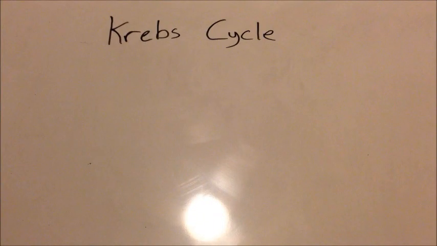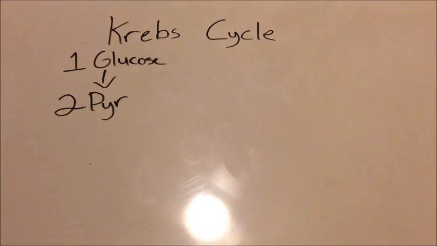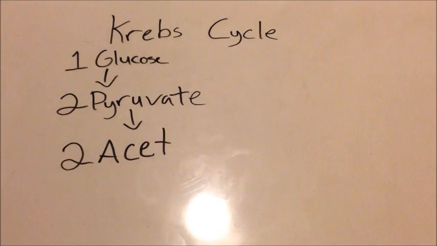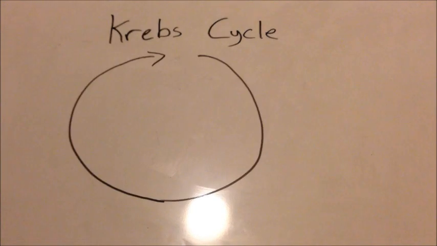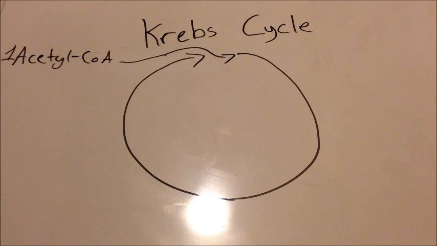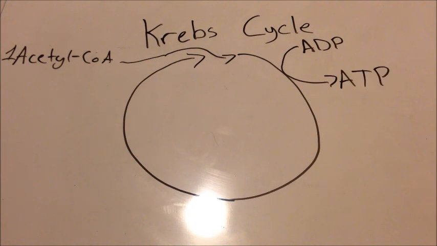The second stage is the Krebs cycle. After the glycolysis stage broke down glucose into 2 pyruvate, they are converted into 2 acetyl-CoA. To make this demonstration easier, we're only going to use 1 acetyl-CoA. So through the process, 1 acetyl-CoA enters and converts ADP into 1 ATP, and 3 NAD plus into 3 NADH.